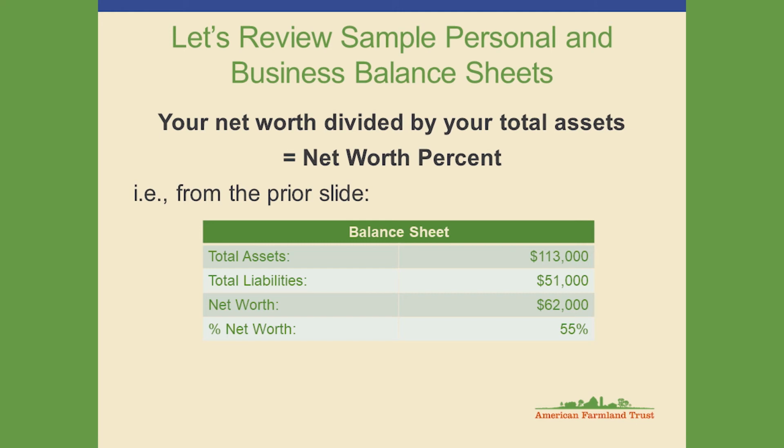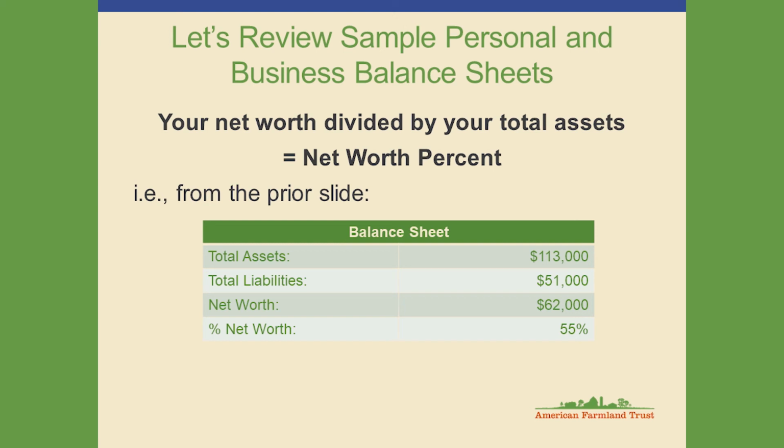So another important measure related to the balance sheet is your net worth percentage. So from the prior slide, we saw that we had total assets of $113,000, liabilities of $51,000, leaving net worth of $62,000. So the percent net worth is 55%. What that means is that 55% of my assets are owned by me, the value, 55% of that value. 45% is owned by my creditors, essentially.